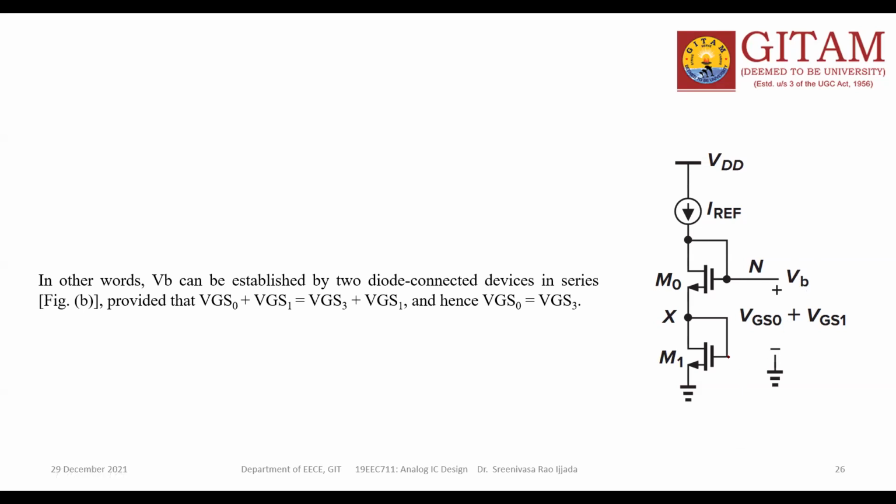If you take the voltage drops here and here, because both are diodes, the drop across this one is VGS0 and the drop here is VGS1. So VGS0 plus VGS1 is the VB. Otherwise, VGS0 plus VGS1 is VGS3 plus VGS1. See this equation: VGS0 plus VGS1 is equal to VGS3. So what does VGS3 mean? Earlier, where VB is, there is one more device in the previous picture, the third transistor. Got my point or not?